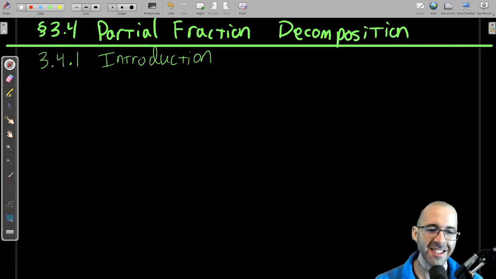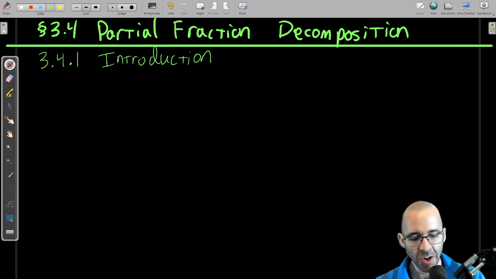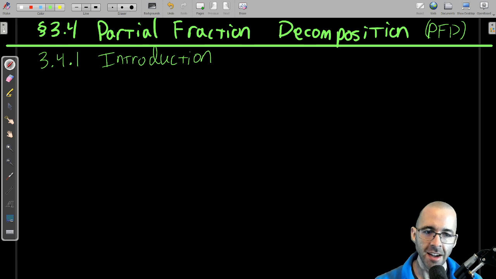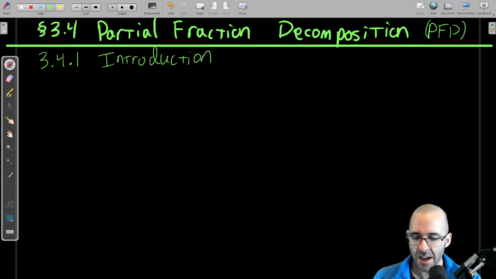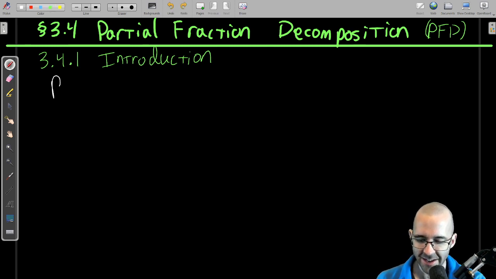Welcome to partial fraction decomposition. Take a good look, because I'm never going to write it again. PFD, partial fraction decomposition. You might say, what's partial fraction decomposition? Well, this is the place for you, but not yet.